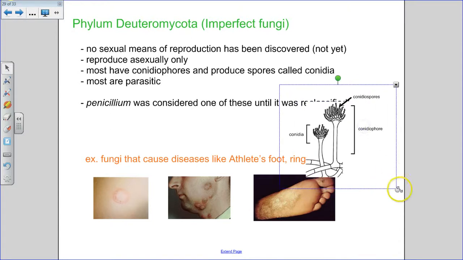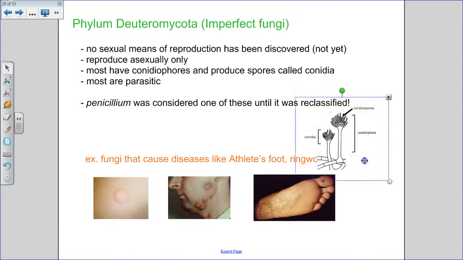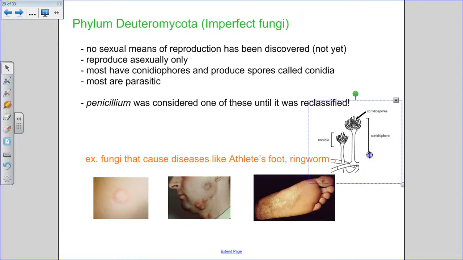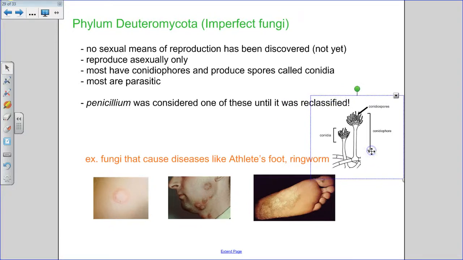So you've seen the conidiophores before, definitely with the Ascomycota. Again, I will double check on the Basidiomycota, but they are definitely found in the Ascomycota and the Deuteromycota. Most are parasitic.